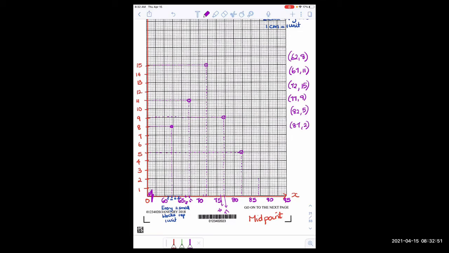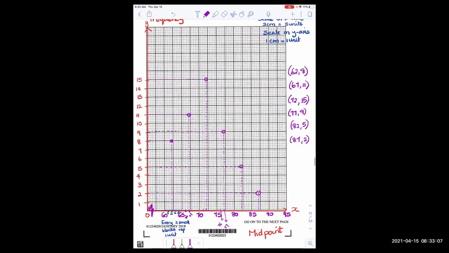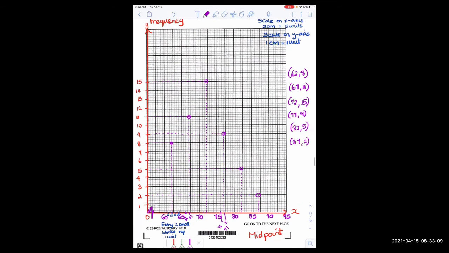All right, so I will give you a couple minutes to draw the diagram and to ensure that you have the points plotted correctly. Then you connect the points. That is how we draw the frequency polygon. You connect each of the points.